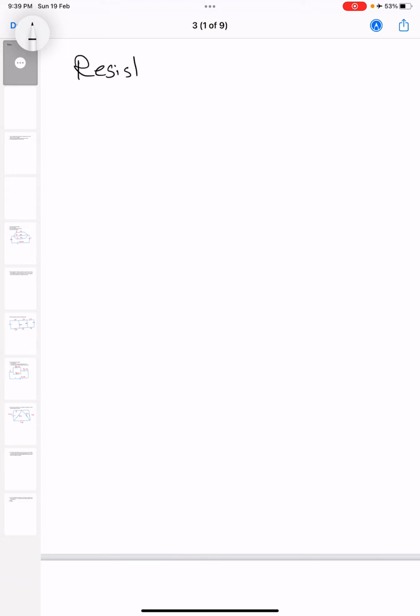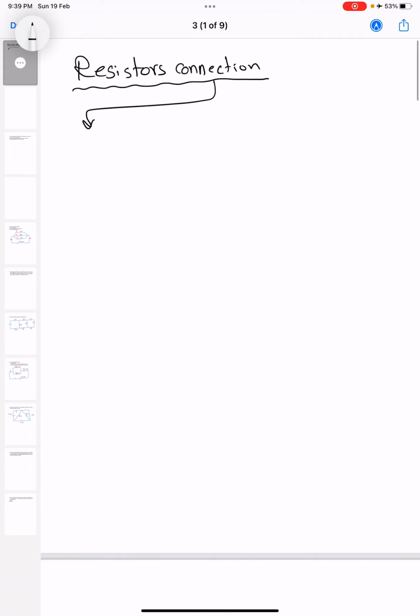Resistors connections. How to connect resistors in any circuit? By two ways, in series or in parallel. These are two methods to connect resistors in any circuit.